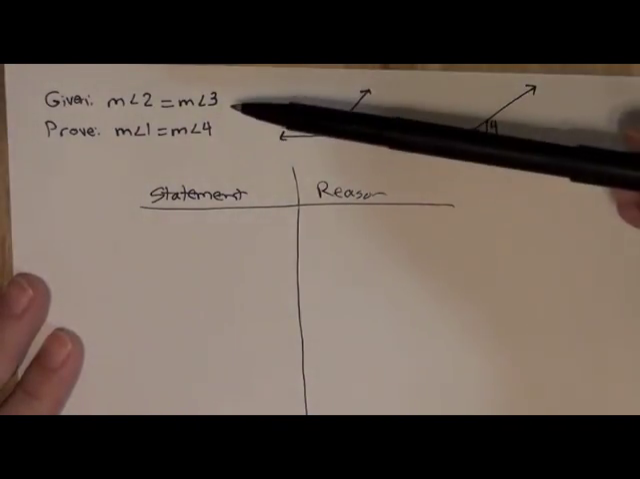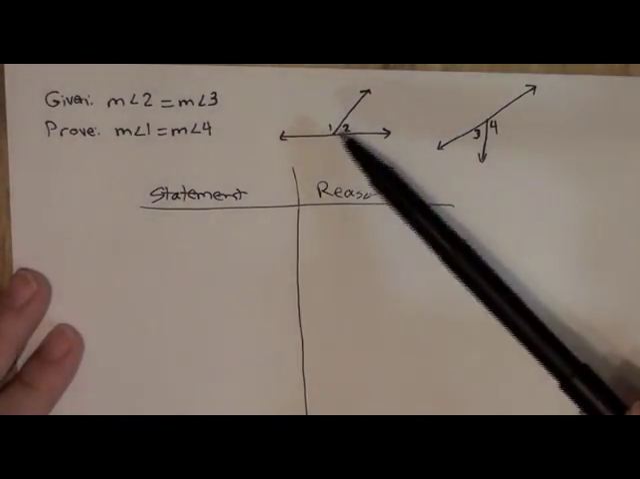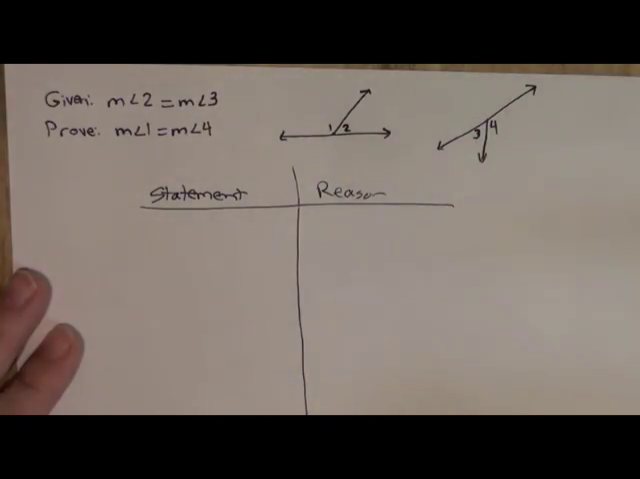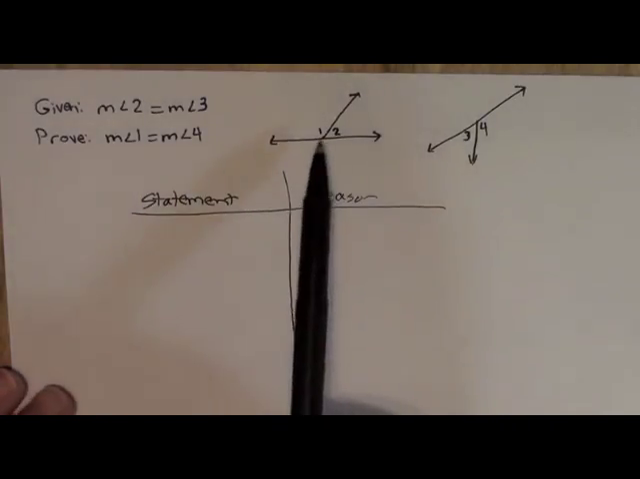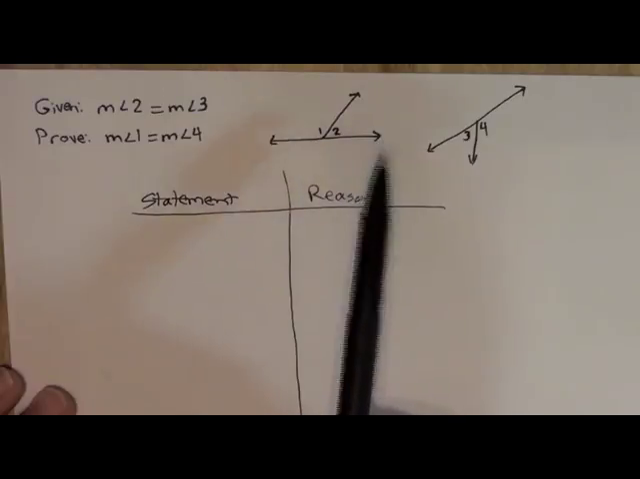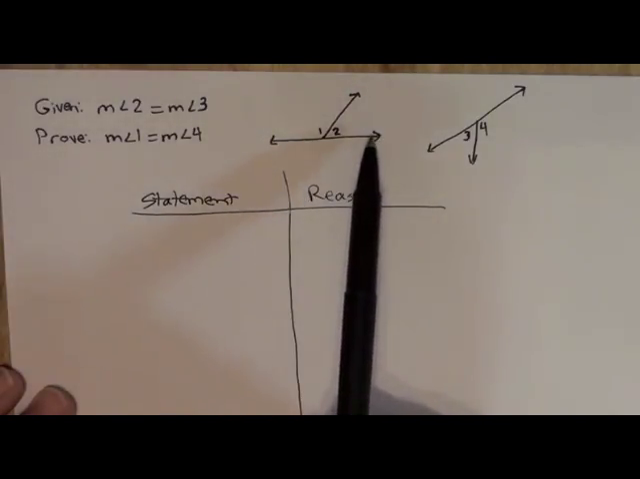Now here, the given is oftentimes where we start, but notice there's only one given. Measure of angle 2 is equal to measure of angle 3. That's not going to get us very far. There's nothing we can really conclude about that. So you have to look at the picture. Is there anything about this picture that they're secretly telling us? Well, look at angle 1 and angle 2. What do you notice about angle 1 and angle 2?